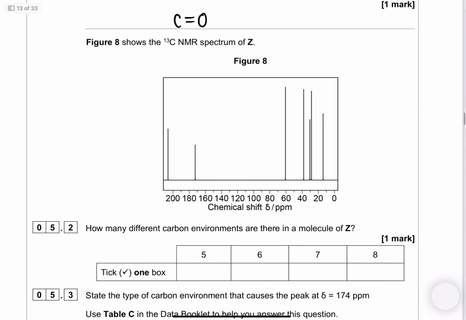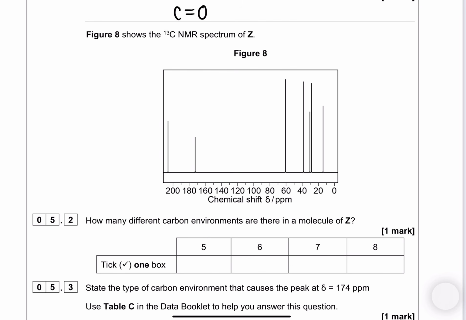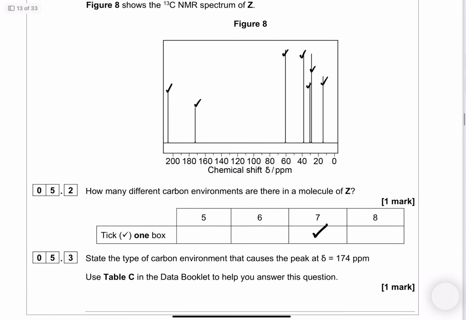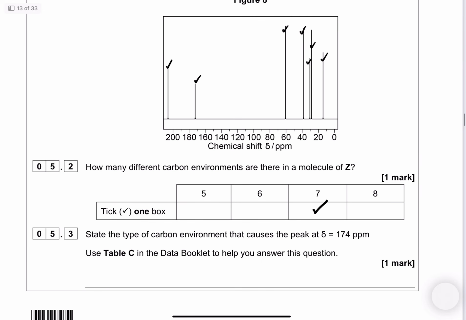Figure 8 shows the carbon 13 NMR spectrum of Z. How many different carbon environments are there? So let's tick off the peaks as we count them. 1, 2, 3, 4, 5, 6, 7. 7. Now remembering that there are only 7 carbons in this structure, that means this structure is asymmetrical. It's got no symmetry. No two carbons are the same.